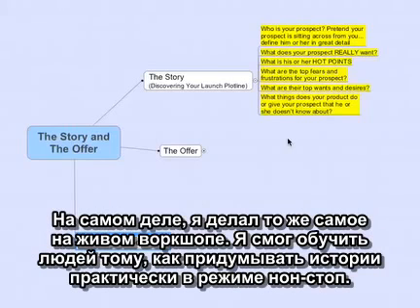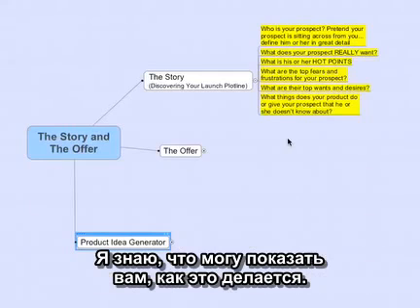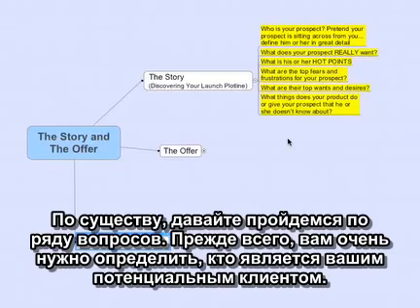And I've actually done this in a live workshop, and I was able to teach people how to come up with stories almost nonstop, because once you get the skill of being able to come up with the story, it's pretty easy to do and pretty formulaic, and you're going to see how I can do it over and over and over for all kinds of markets, even if I know nothing about the market. And I know I can show you how to do it as well. So basically, let's walk through some of these questions.